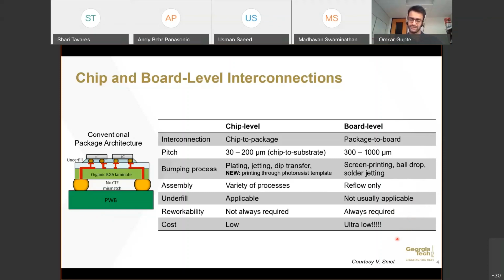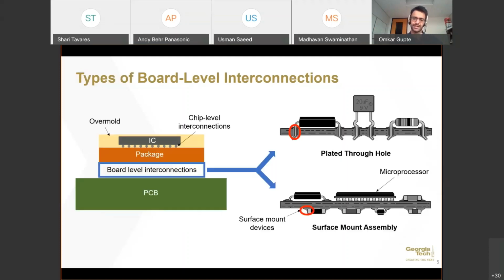Another important aspect is the cost, where the cost for developing these board level interconnections is pretty low, and hence the processes need to adhere to the standard industry processes which have been established, which plays an important role in choosing the materials and the different processes involved in making these board level interconnections.